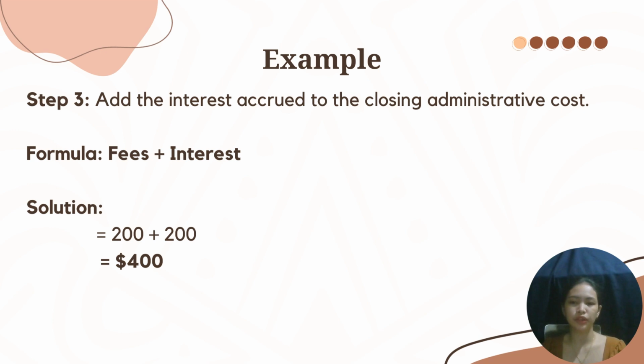For step 3, we need to add the interest accrued to the closing administrative costs, and the formula for that would be fees plus interest. For the solution, we have 200 plus 200 is equal to $400.